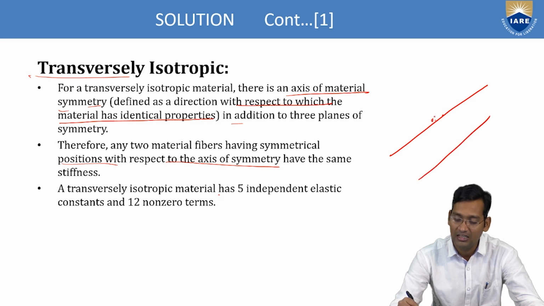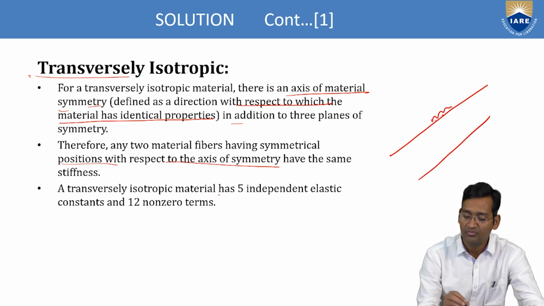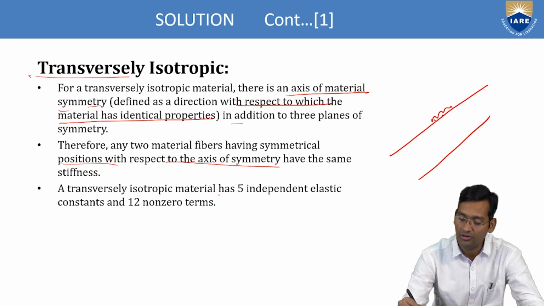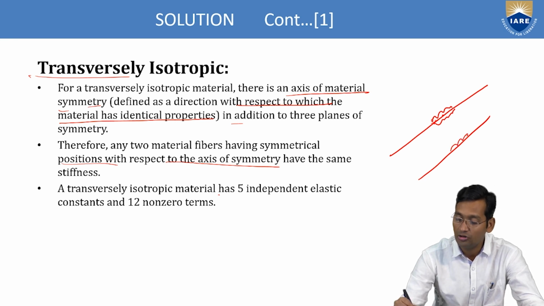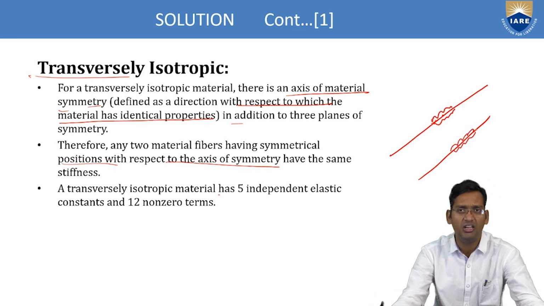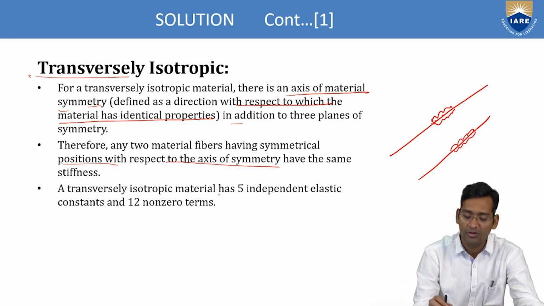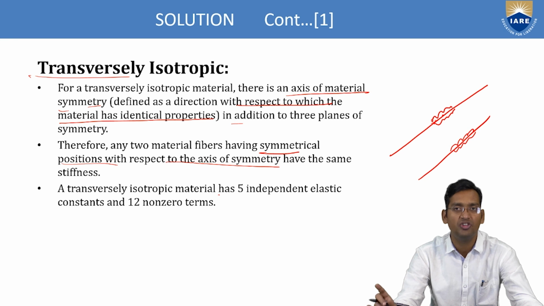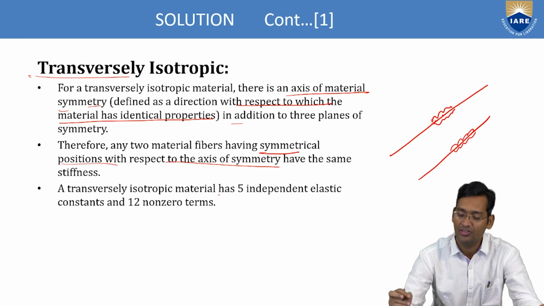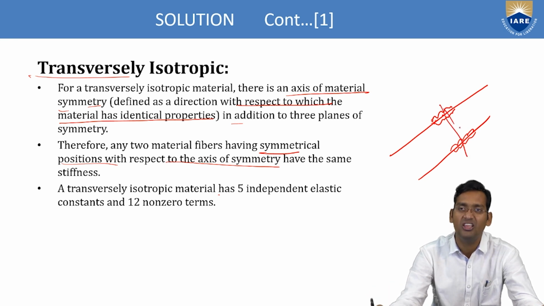Along this axis, if something is here with respect to the axis of symmetry, so this is the axis of symmetry here, then a similar one should be here also, and they have the same stiffness. In this case, whatever the other material is, that doesn't matter. If they have an axis of symmetry, that is, symmetrical positions with respect to the axis, then we can say these two have the same stiffness.